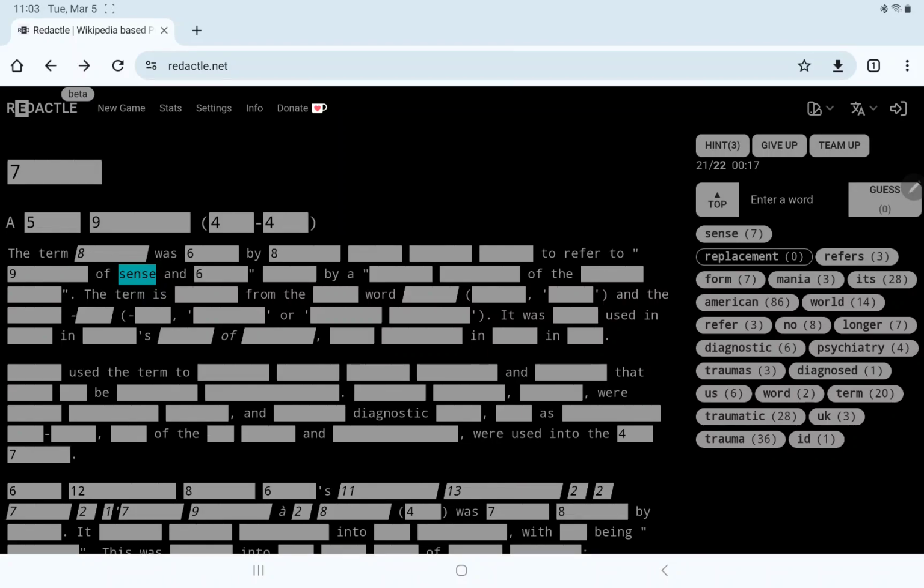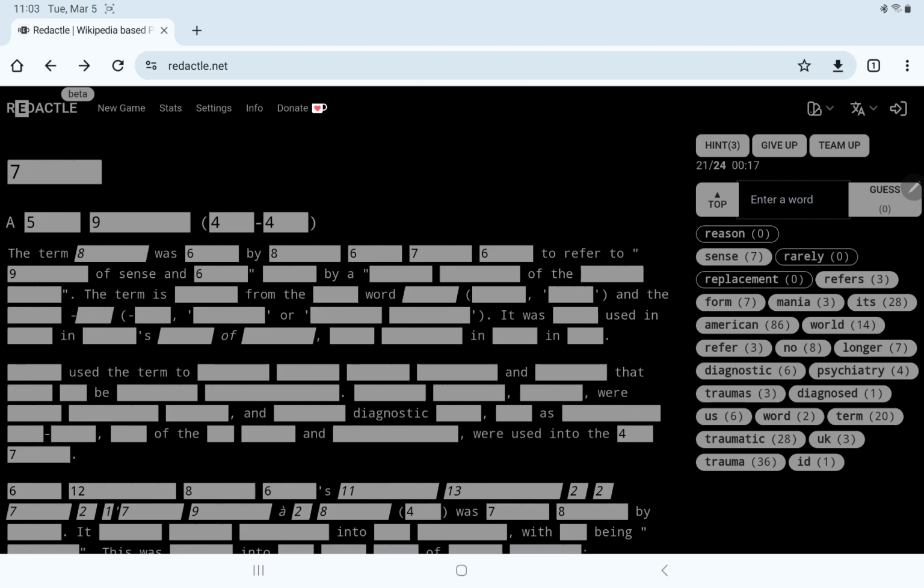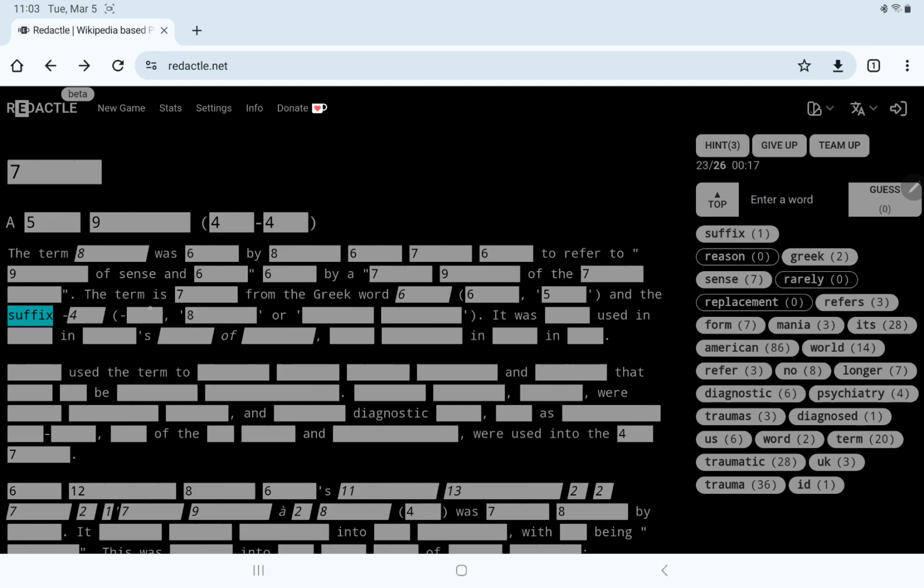Term 8 was it rarely? No, it was blank by 8, something to refer to blank of sense and maybe reason? No, sense and sensibility. The term is derived from the, is it Greek? Yeah, word 6 and the suffix 4. Oh, meaning 8.